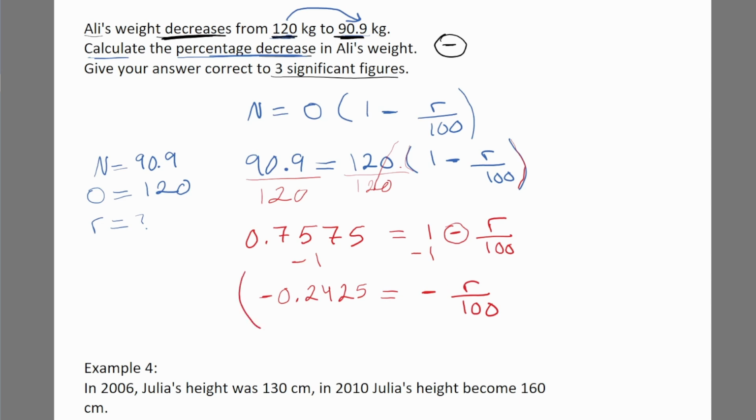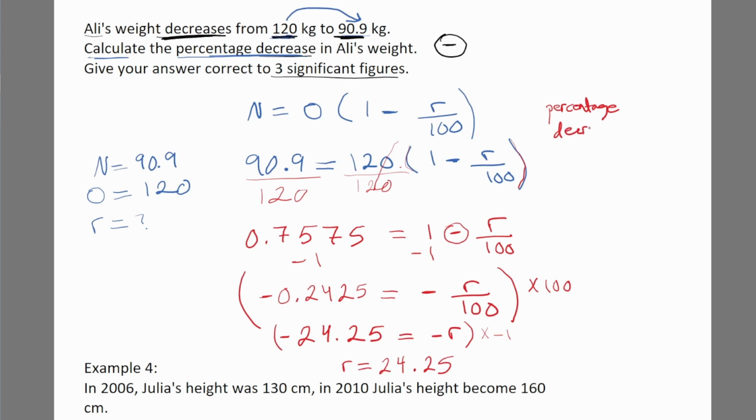Now, finally, we're just going to multiply everything out by 100 to cancel out the denominator. And multiplying it by 100 will give you 24.25 is equal to negative r. I forgot the negative here. Now, in order to get rid of the negative, we will multiply by negative 1. So finally, we get r is equal to 24.25. Okay? So now, what's the percentage decrease? Rounded to 3 significant figures.